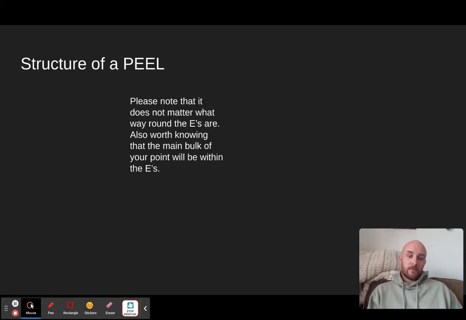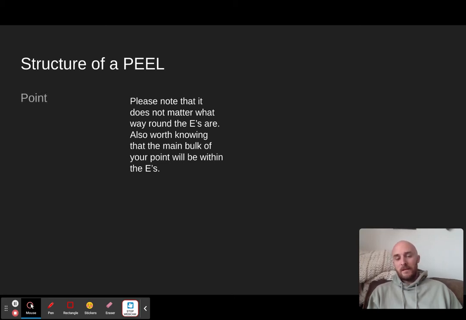So first things first, this is the basic structure of the PEEL. I know you've done PEELs before, but this is an A-level PEEL, if you wish. I don't want you going on your GCSE knowledge, because GCSEs are basically just a memory test, right? At A level, there is actually skill involved.